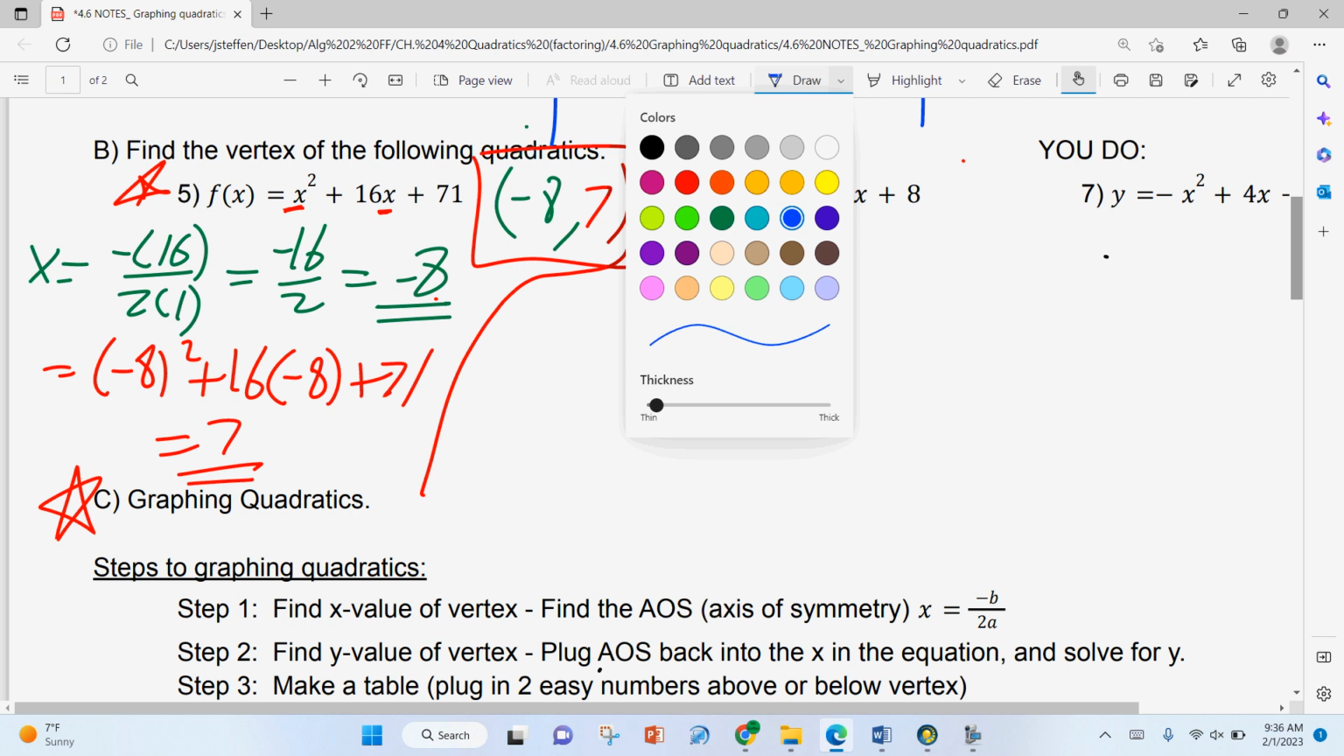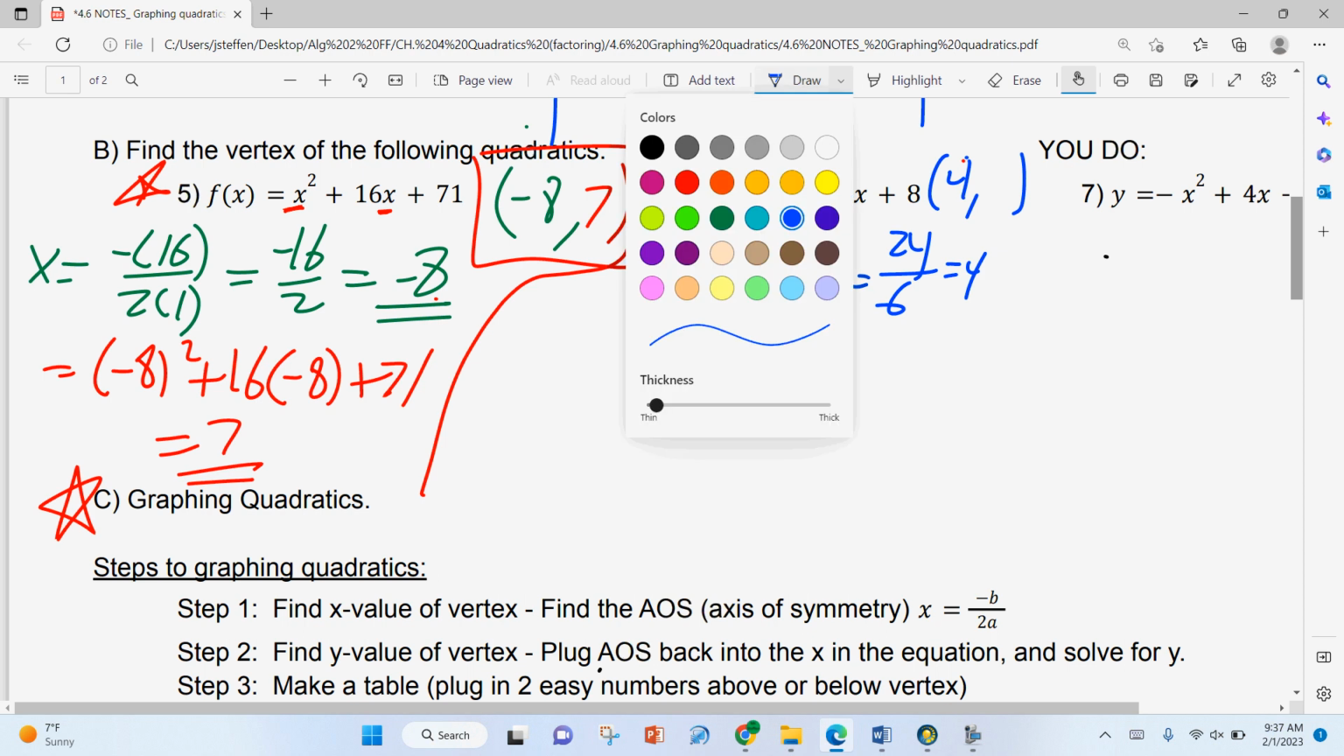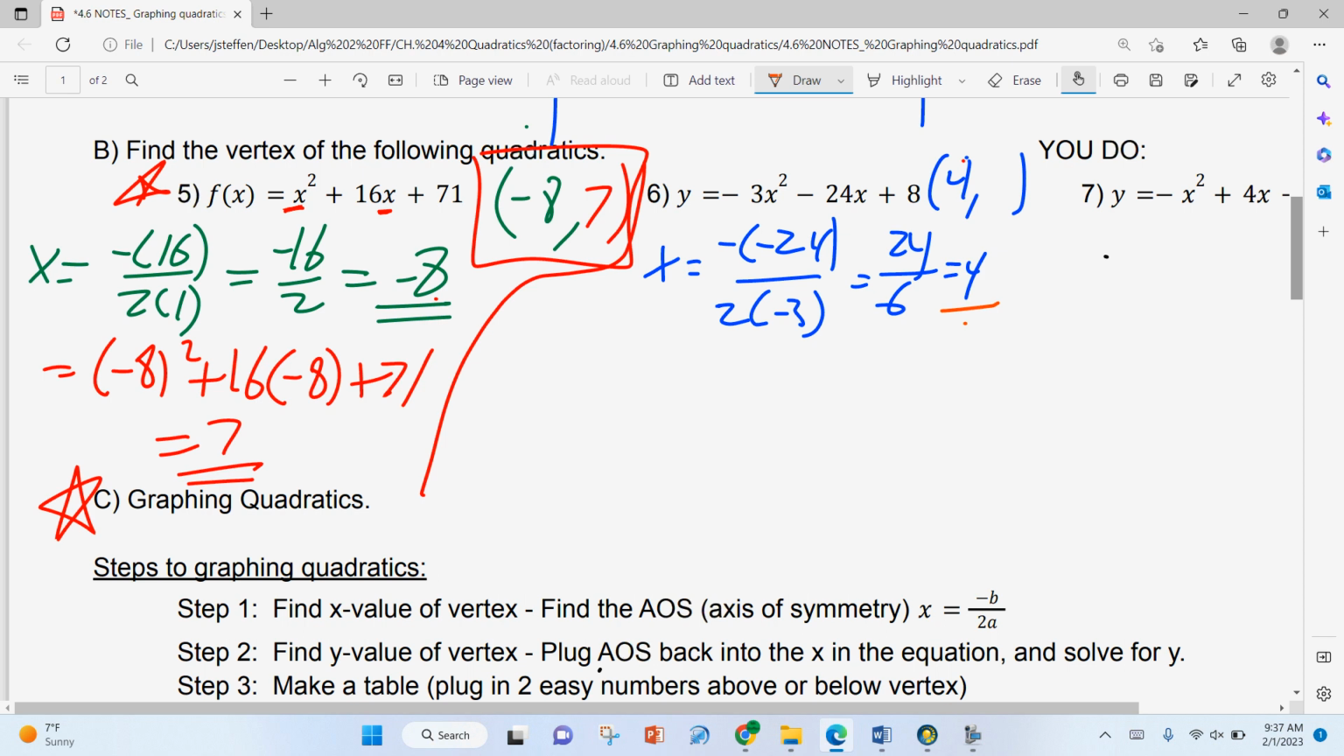Number 6, same thing. First, we have to find the axis of symmetry. So -(-24) over 2 times (-3), which is 4. And you don't have to do this, but I'm going to put my x coordinate in right away. Now all we need to do is take that 4 and plug it back into my x's. So I have -3 times 4 squared minus 24 times 4 plus 8.